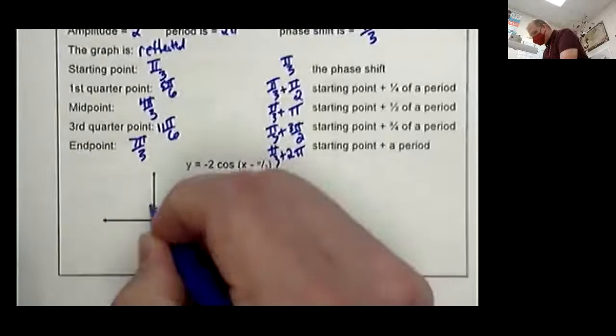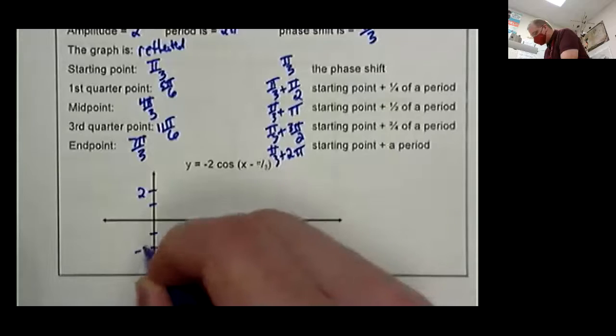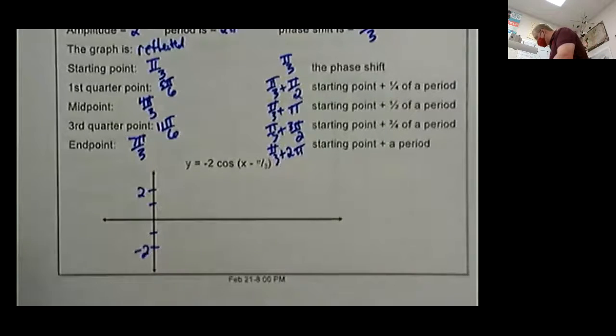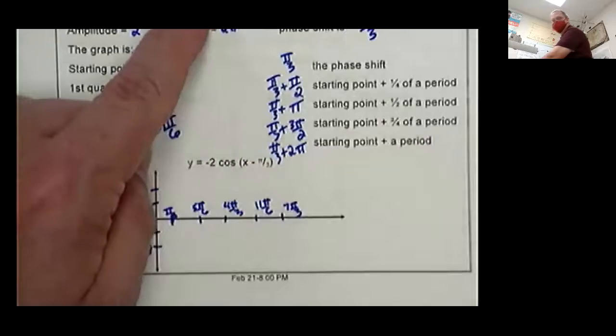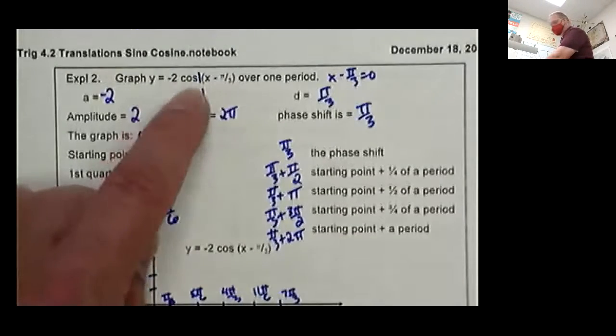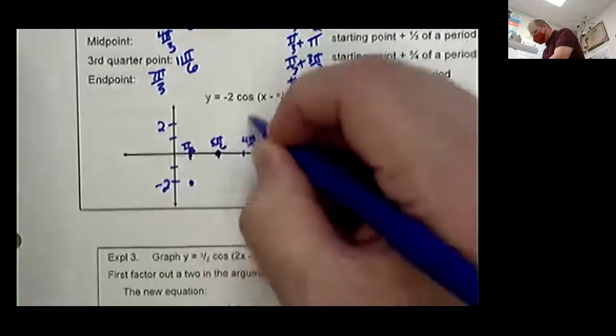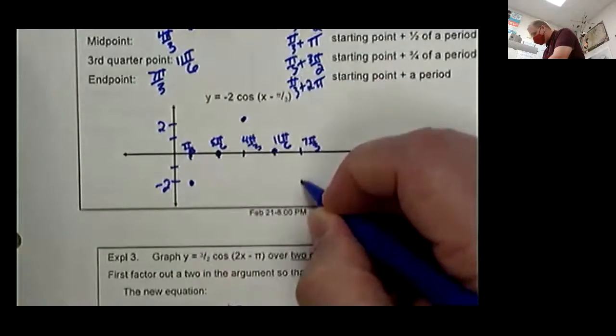Here our amplitude is 2, so we're between 2 and negative 2. And we're starting at pi thirds. And we're going to go to 5 pi sixths, 4 pi thirds, 11 pi sixths, and 7 pi thirds. This is a cosine graph. So we start at the max and go to 0, but it's a negative cosine. So we're starting at -2. Then we're just following our points. We're going to 0, our maximum of 2, back to 0, back to -2.